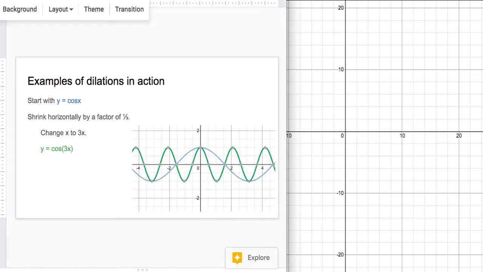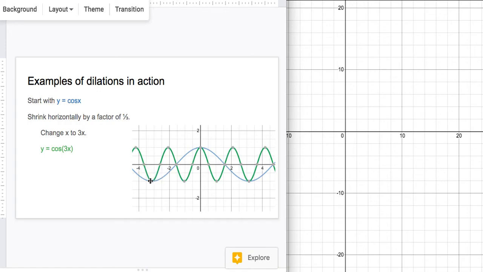All right. So now let's take a look here. Shrink horizontally by a factor of 1/3. So I want my graph to be 1/3 as wide as it used to be. That means that every new x would have to be tripled to get back to the old. So I'm going to change x to 3x. So here's my original cosine in blue. Now here's 3x.